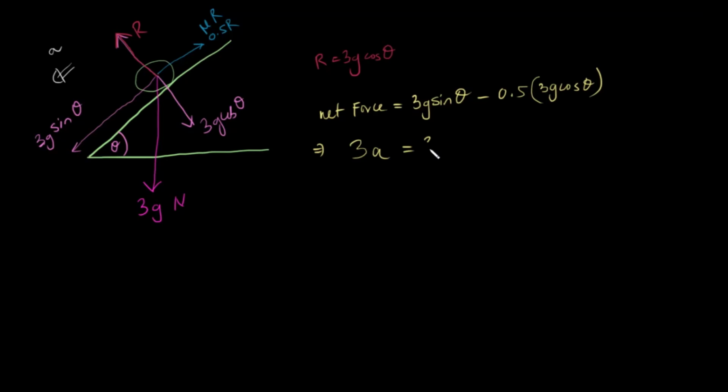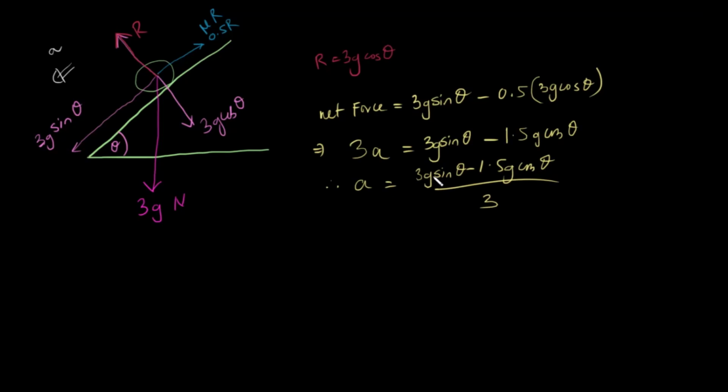So 3a equals 3g sine theta minus 0.5 into 3, which is 1.5, so 1.5 g cos theta. Therefore the acceleration is going to be 3g sine theta minus 1.5 g cos theta, divided by 3. Now oftentimes the relationship of sine theta and cos theta is given in the format of tan theta. Suppose in this problem it is given that tan theta equals 3 by 4.